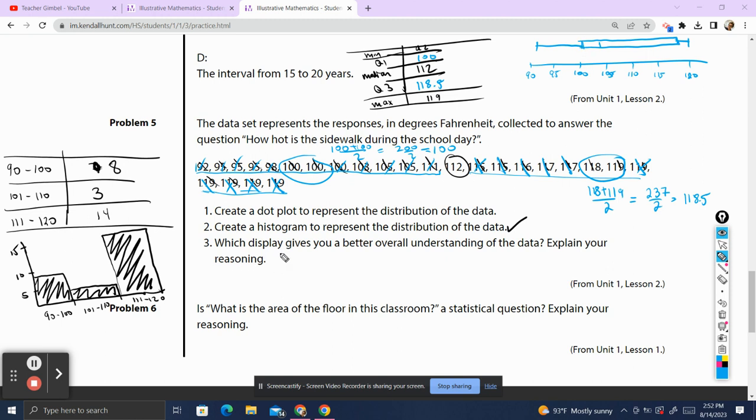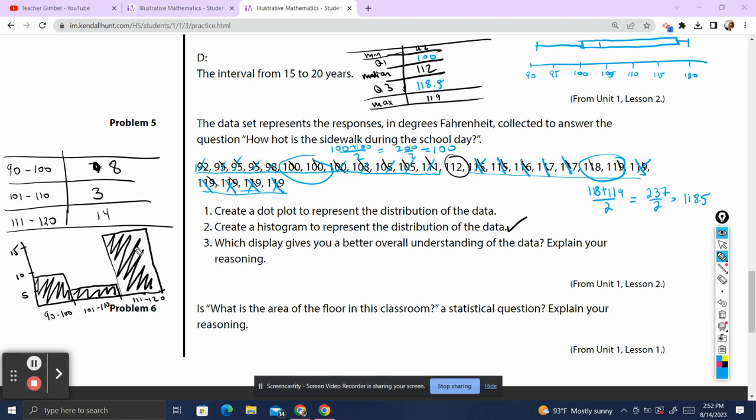Now, which display gives you a better overall understanding of the data? Explain your reasoning. In this case, I think that you could make an argument for either value here. You just need to make your argument have reason. I would choose the box plot, that it has a better understanding of the data, because I see that our data is skewed to the right. So even though the median is over here, lots of our data falls out at that higher value.